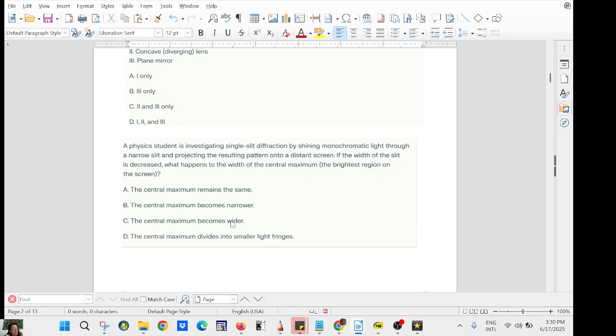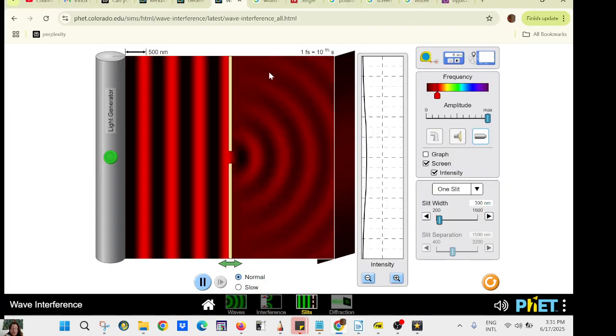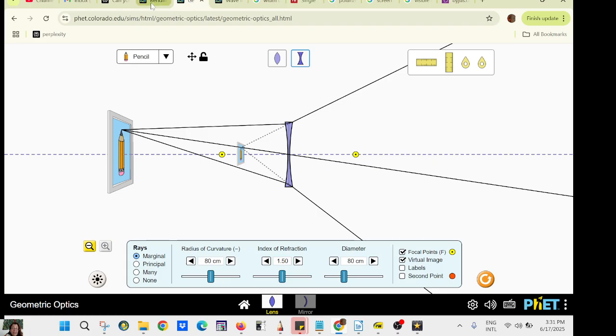Okay, so a marine physicist sends light from beneath the water toward the water surface. So it means you go from high density to low density medium. Total internal reflection occurs and the light does not pass into the air above. So here they want you to find the critical angle. You can go back to your lecture.